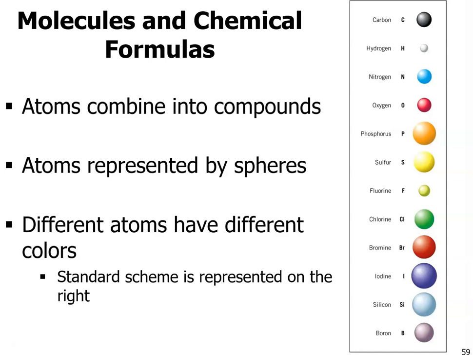Typically, if you see these different chemicals, carbon is black or gray, hydrogen is white, nitrogen is blue, oxygen is red, phosphorus is orange, then yellow, light green, darker green. So these are the colors that we'll typically see these compounds take. If you see the ball and stick forms of these compounds in the future, you might see that they're different colors, and that represents a different type of atom.